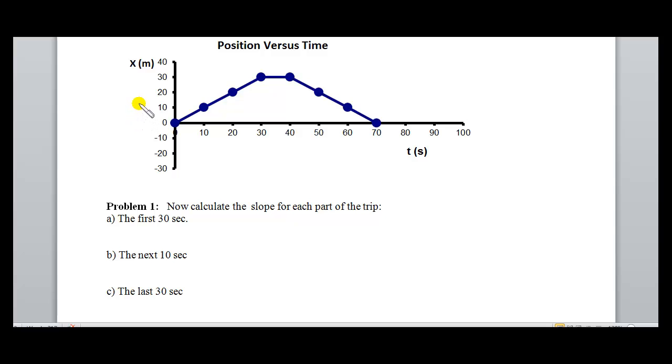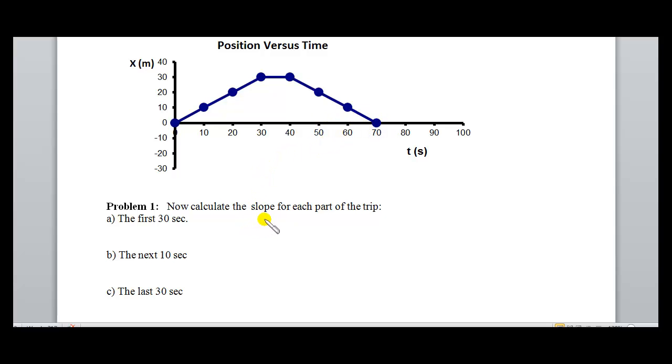Well, this is the position versus time graph that you should have gotten. In the first 30 seconds, the displacement was 30 meters. In the next 10 seconds, she was at rest. And then in the final 30 seconds, she reversed her direction and the displacement was negative 30 meters. So basically, she came back to her original starting point right here on this axis.